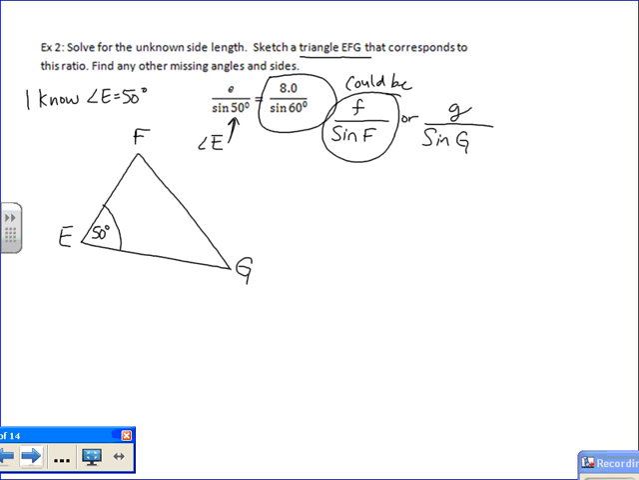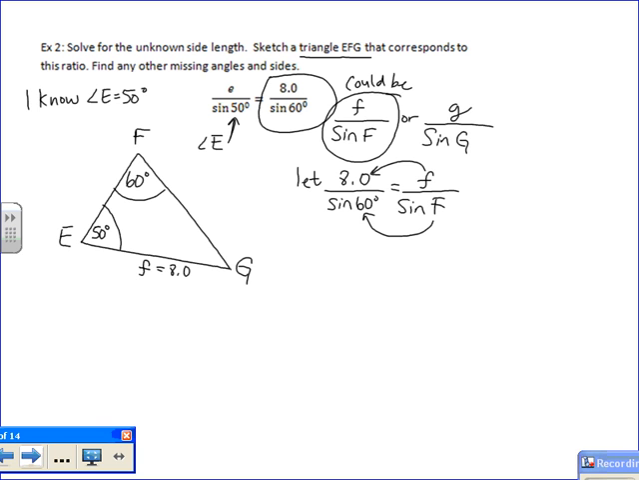So I'm going to let 8.0 over the sine of 60 degrees be equal to f over the sine of angle F. That means that this is angle F, and this is side length f. So let's go ahead and label that. Angle F is 60 degrees, and side length f is the side directly across from angle F, and it's going to be equal to 8.0.